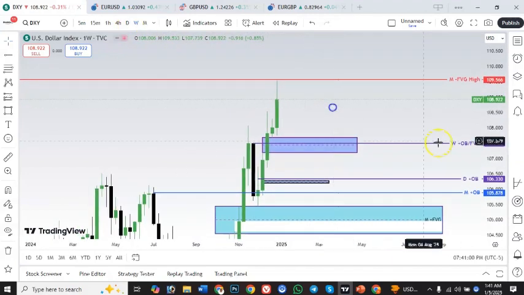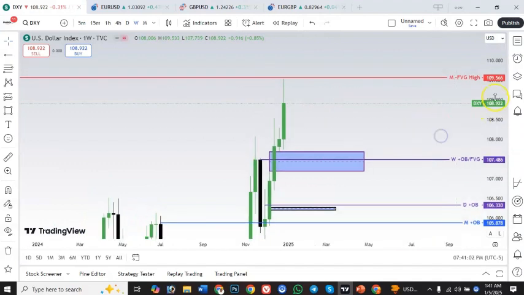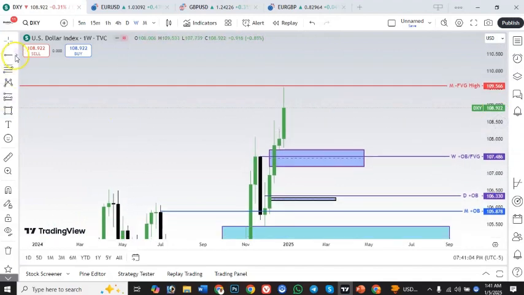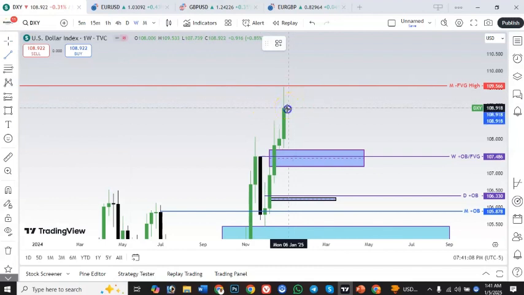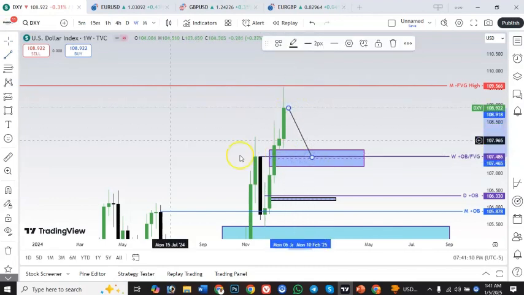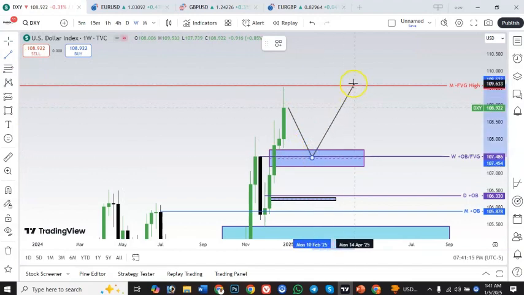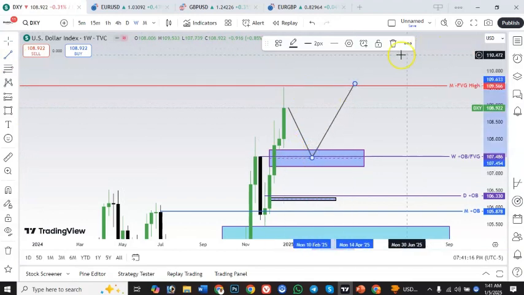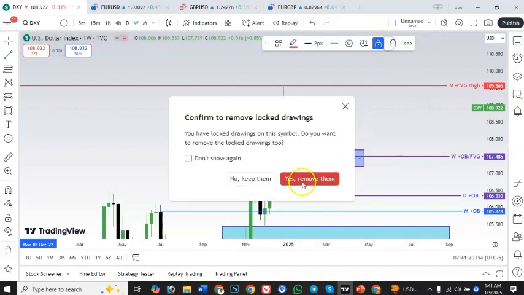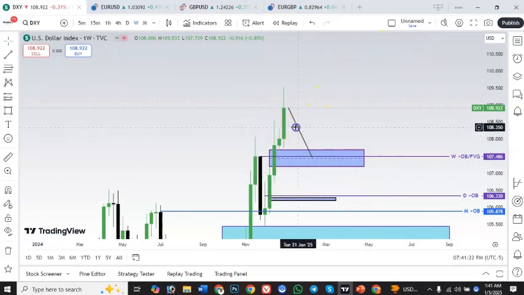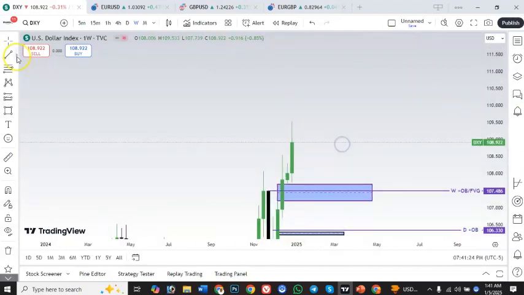So on this weekly, what am I expecting to see on DXY? This is what I'm expecting to see. I want to see it trade down into this place. Then it comes back to take this high. So now I'm going to delete this weekly fair value gap. The high of that fair value gap, I'm going to delete it.